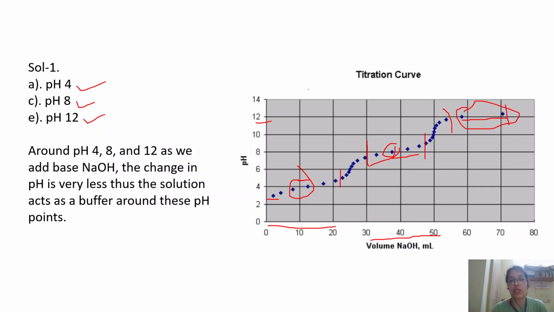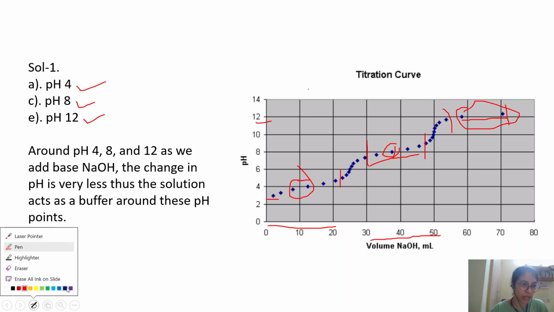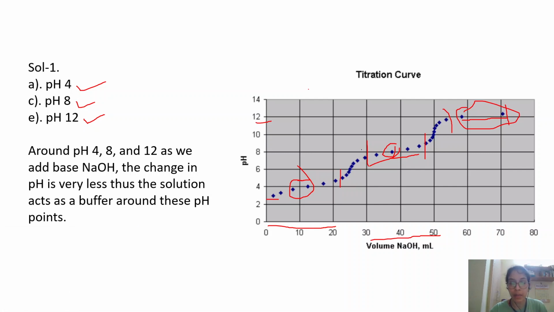These are the pH values where the solution is acting as a good buffer. Where is it acting as a bad buffer? I'll change the color. It is acting as a bad buffer in this area and this area. When we are adding 1 ml, or let us see the broader area for better context, when we are adding 10 ml, the pH is changing by 1 or more than 1 unit. So these areas are bad buffer.